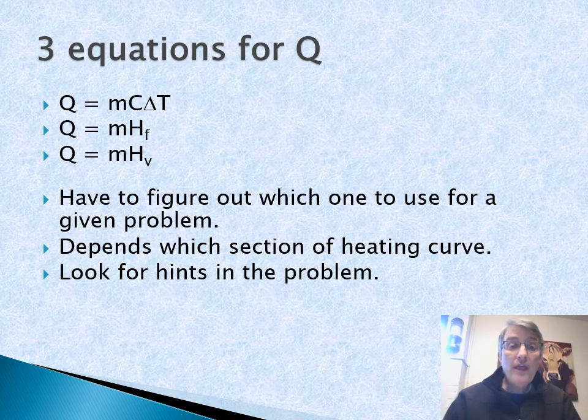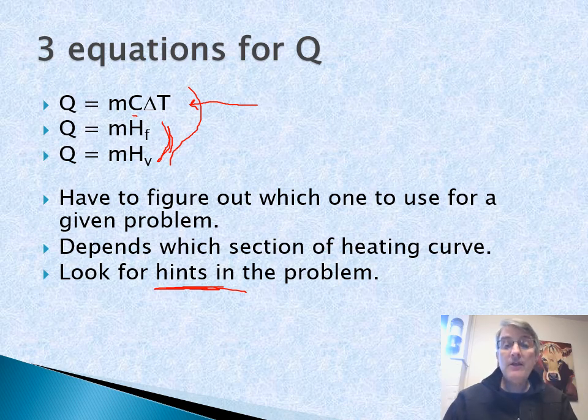So all in all, we have three equations. Sorry for the capitalized C. We have MC delta T when there's a temperature change, and we have these other two only when there's a phase change. So you need to look at the heating curve or think about what's going on when you want to solve the problem. Look for hints in the text to see if a phase change is happening or if we're going from solid to liquid and then hotter and hotter, for example.